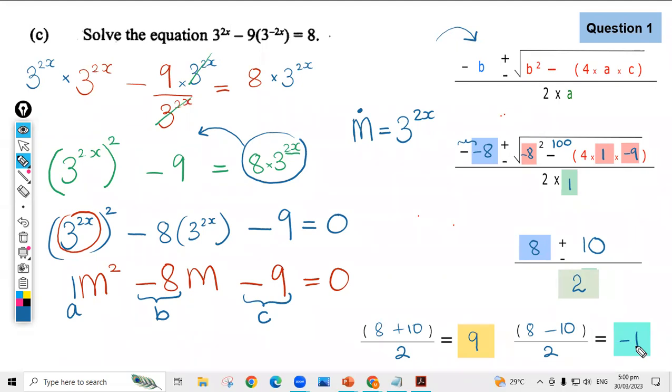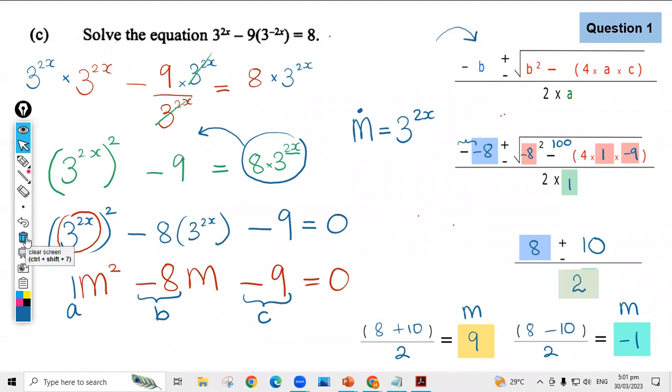Now, the question isn't finished. We just solved for m. We got two values for m. Let me know when you're ready to move forward to complete the question. I just want to make sure you got those two answers.